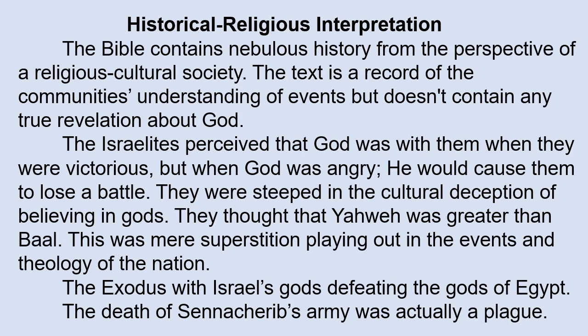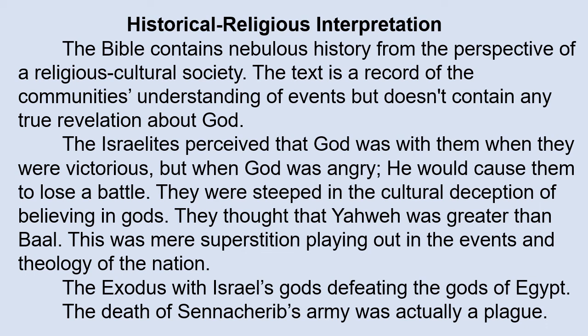The historical religious interpretation, or hermeneutic, says that the Bible contains nebulous history from the perspective of religious cultural society. The text is a record of the community's understanding of events, but doesn't contain any true revelation or history about God. The Israelites perceived that God was with them when they were victorious, but when God was angry, he would cause them to lose a battle.